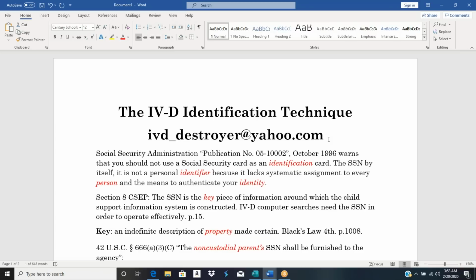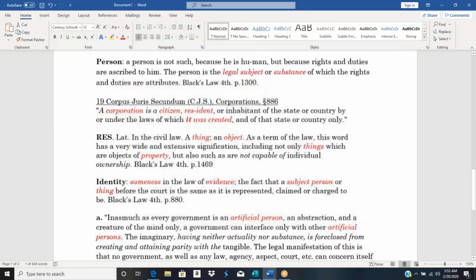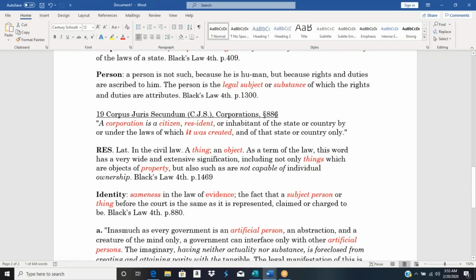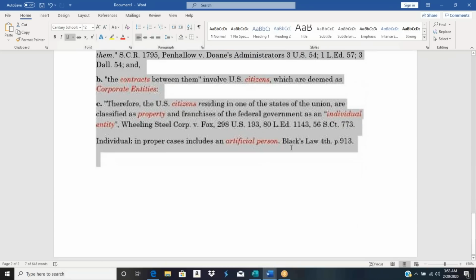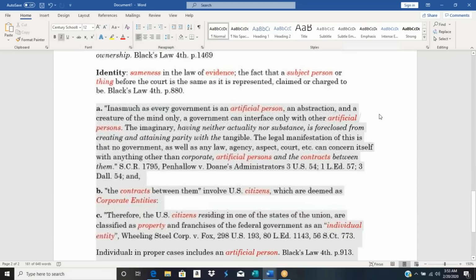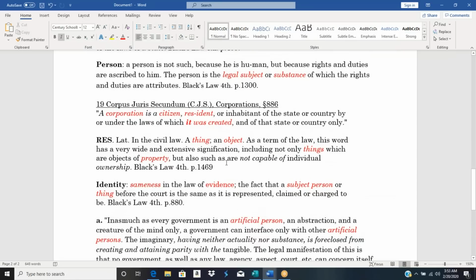All right, gentlemen, you've been taught. You have your assignment. This right here is simple, basic stuff, 90% of which is definitions, a little bit of Corpus Juris Secundum and a little bit of case law. But the definitions coincide with the case law. Again, gentlemen, if you're not getting your definitions, something's wrong with you.